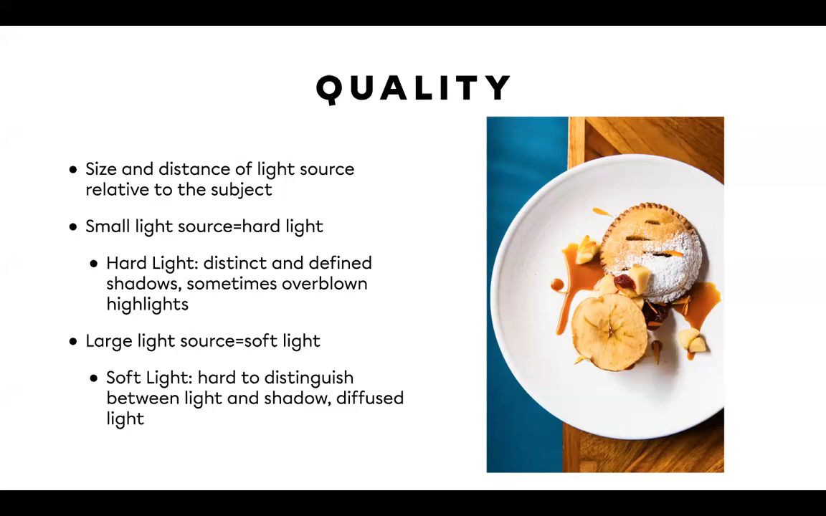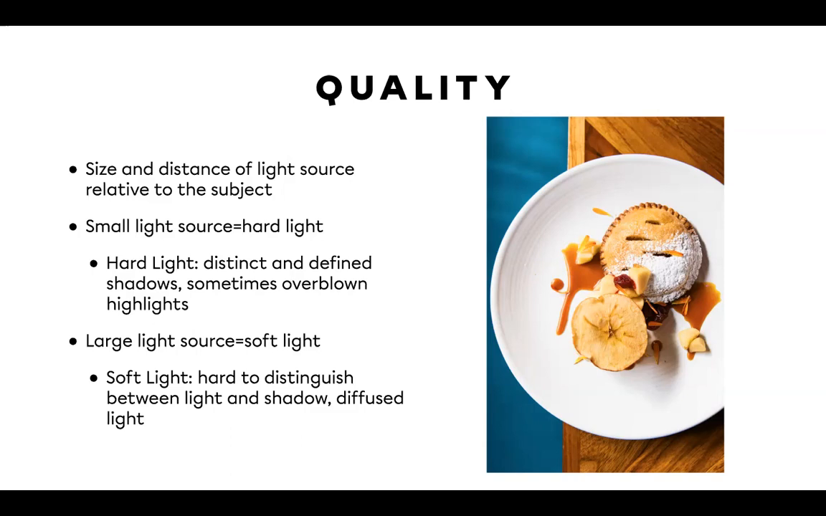A large light source is going to give you very soft light. Soft light is really hard to distinguish. Just like in this photo, you can see the shadows surrounding this hand pie, but not fully and not entirely, and it's a little hard to figure out exactly where you would trace around.